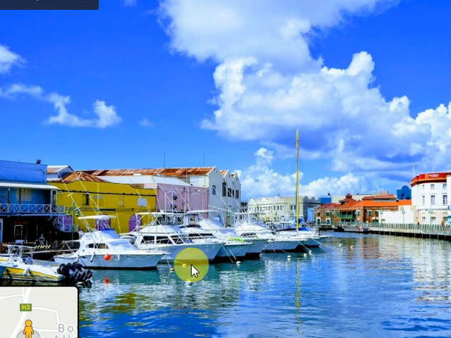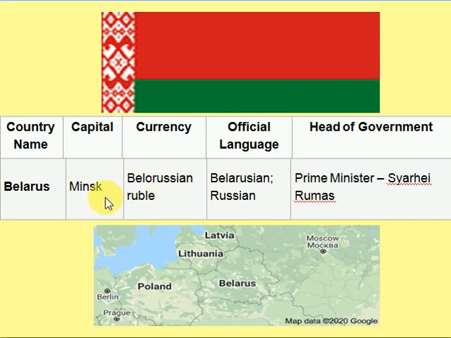So this was about Barbados. Now we'll discuss Belarus. Country Belarus. Capital is Minsk, currency is Belarusian ruble, official language Belarusian and Russian, and head of government is the Prime Minister. So this is the official flag of Belarus, and this is the geographical location on the world map. Belarus, adjoining countries, you have Moscow, Poland, and we'll have a closer look on the world map.